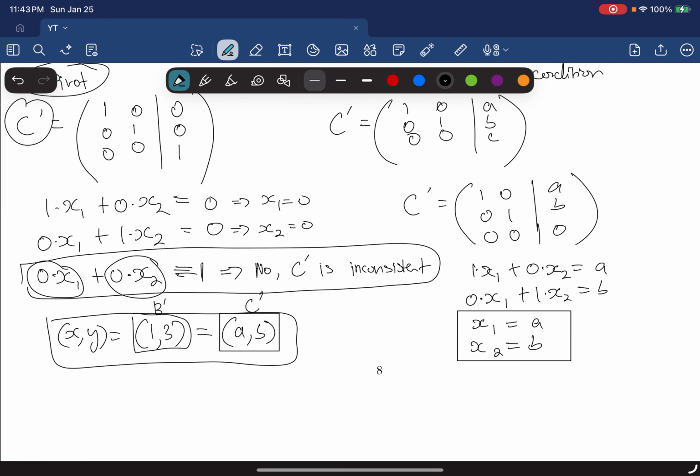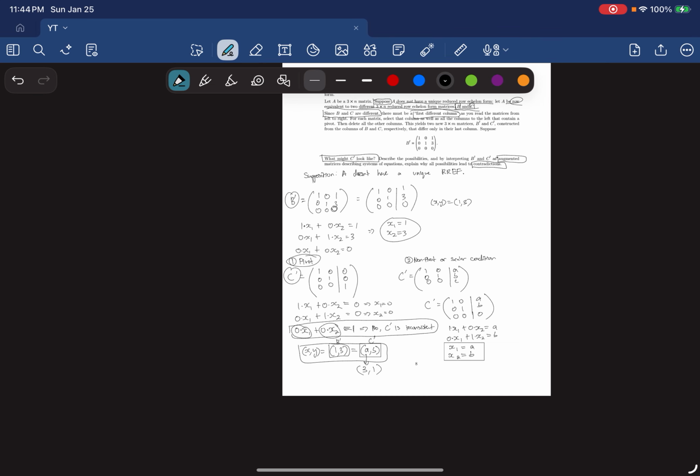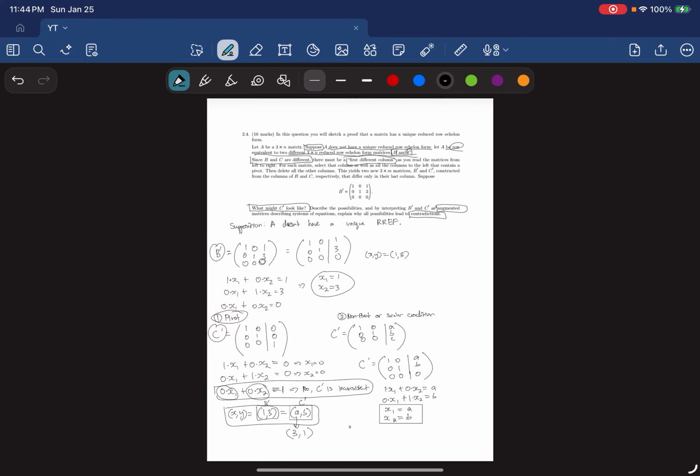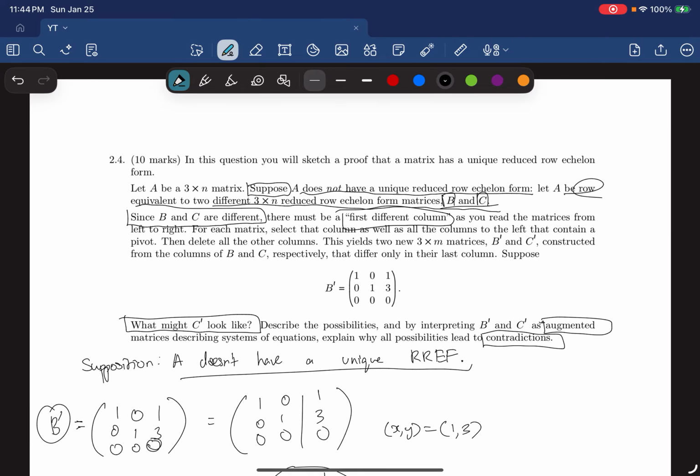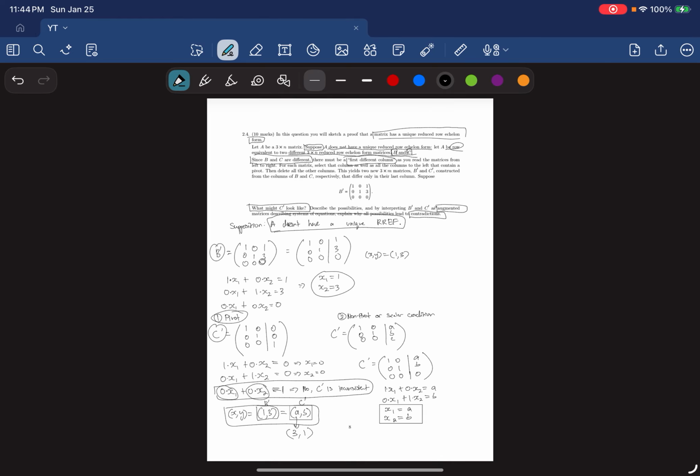So there exists a value. You can replace this with 3 and 1. And that's not the same as 1 and 3. Right? Therefore, by proof of contradiction, the supposition is false. And the supposition is that A doesn't have a unique reduced row echelon form. And the original statement is true, which is that a matrix has a unique reduced row echelon form. And this is true. Right?